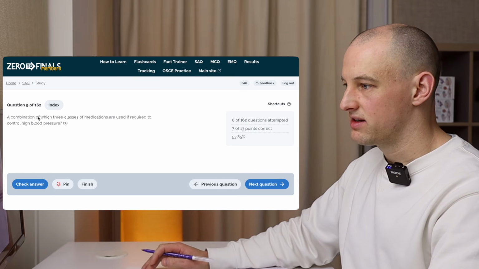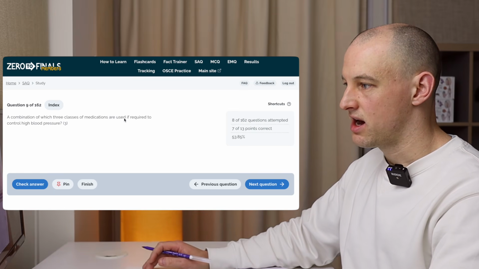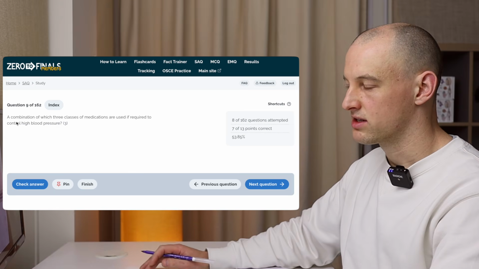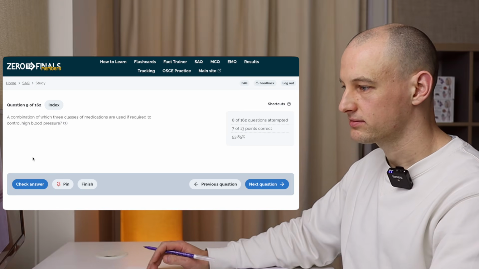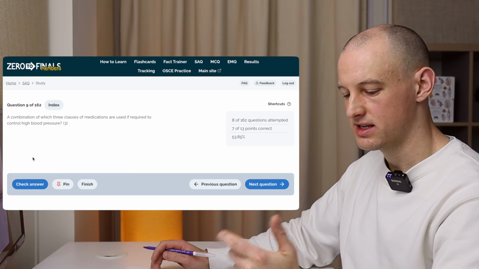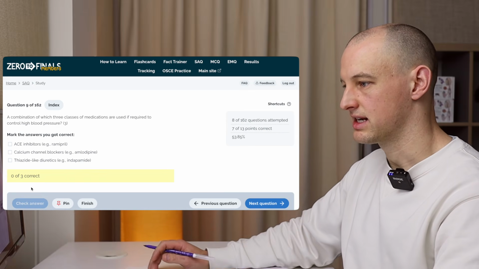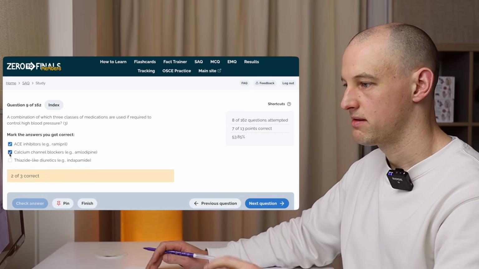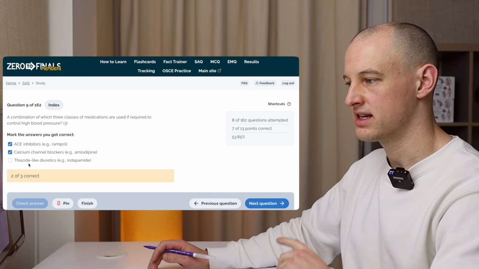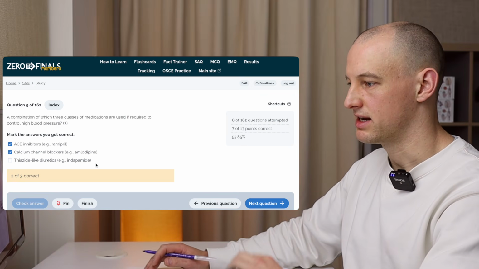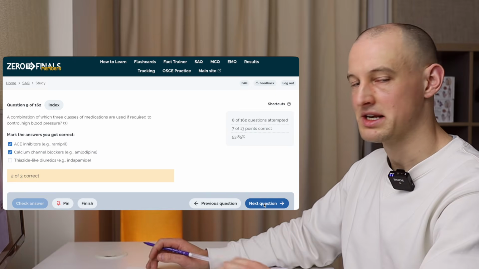Alrighty, a combination of which 3 classes of medications are used if required to control high blood pressure? Calcium channel blockers, ACE inhibitors, diuretics. Yep, but I didn't get thiazide-like diuretics, like indapamide, so I'm going to leave that one blank and challenge myself there.